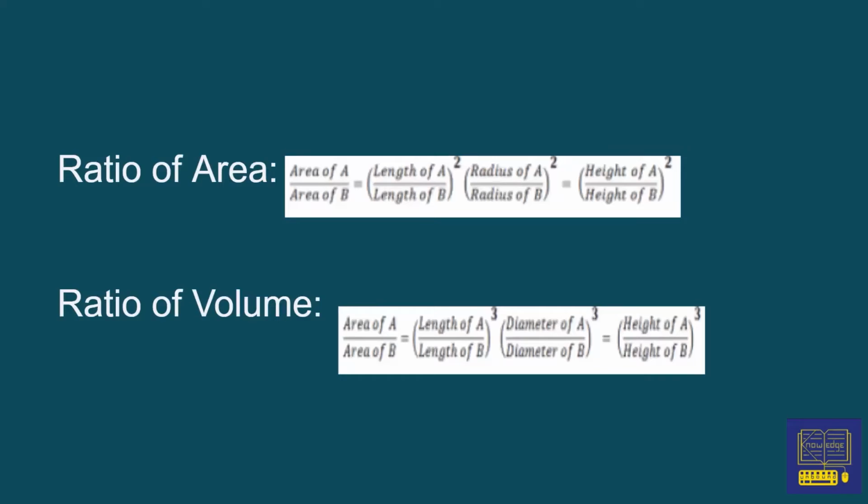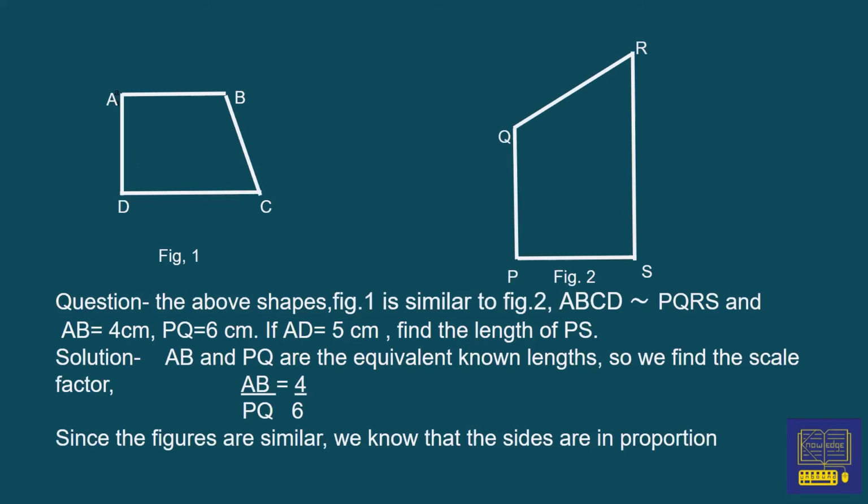Similarly, the square of the ratio of two corresponding sides is equal to the ratio of the areas, and the cube of the ratio is equal to the ratio of their volumes. The same goes for circles and 3D objects, wherein we use radius and height.